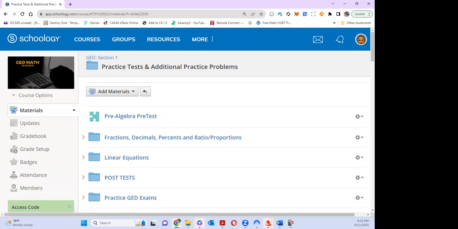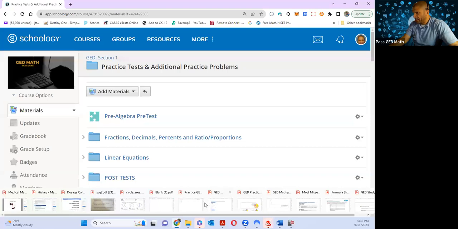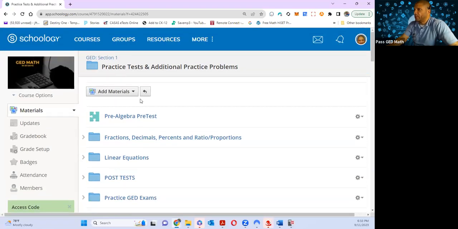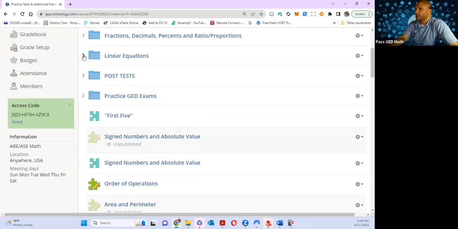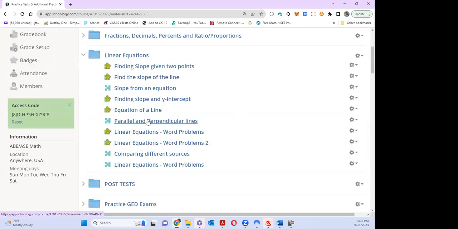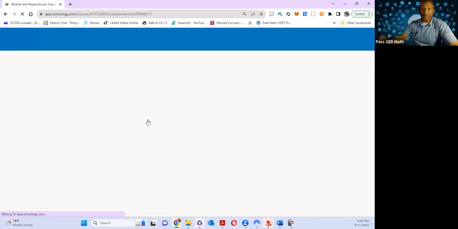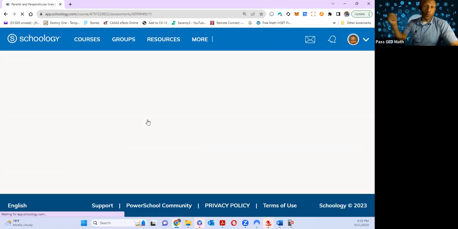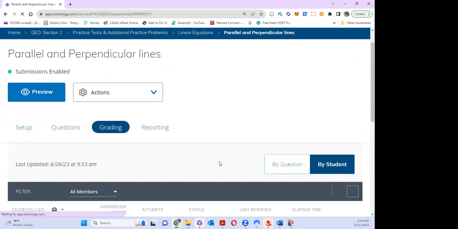You hear me? Yes. Now, if you want the equation of a parallel line, let me see if I can find something real quick. Again, everything is right here. We're going to go to linear equations, parallel and perpendicular lines. Sometimes they give you one or the other, sometimes they give you both, so that's why I put both. So let's just go into a preview part.